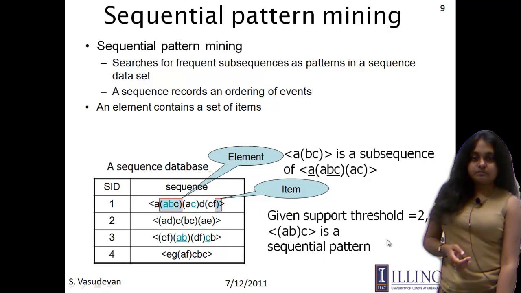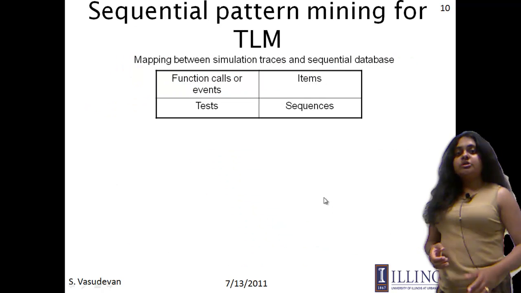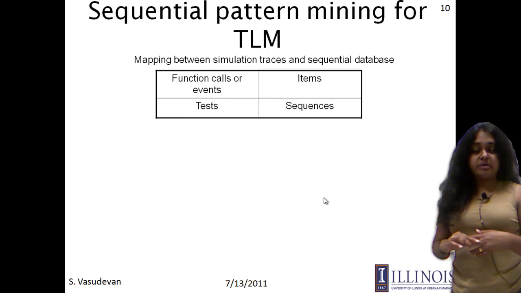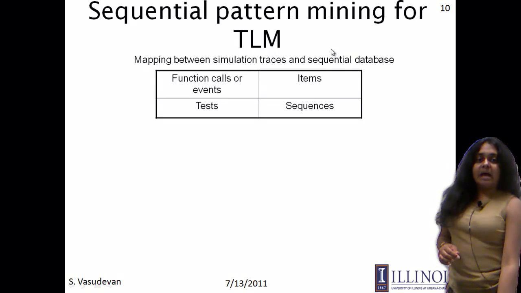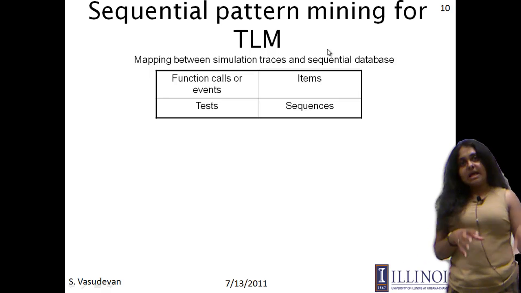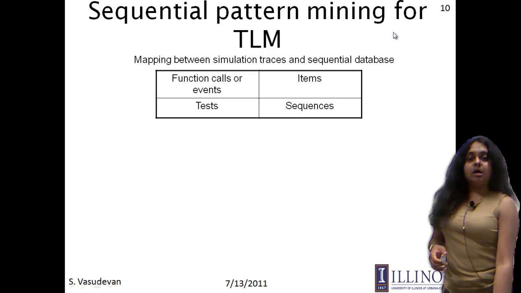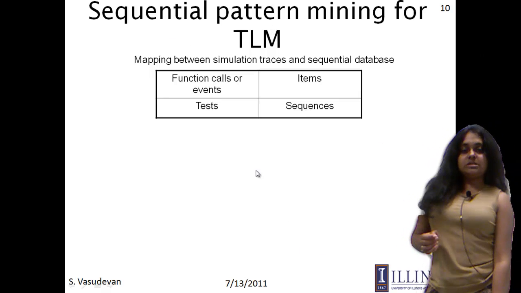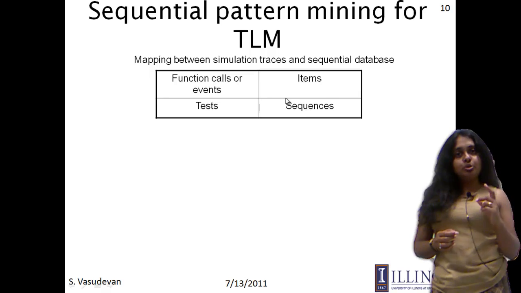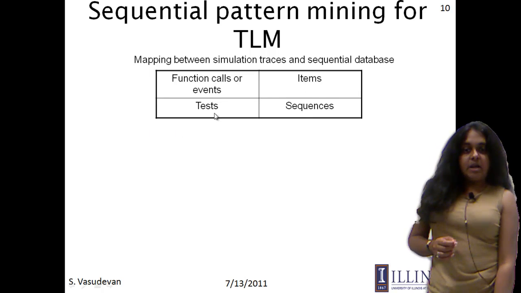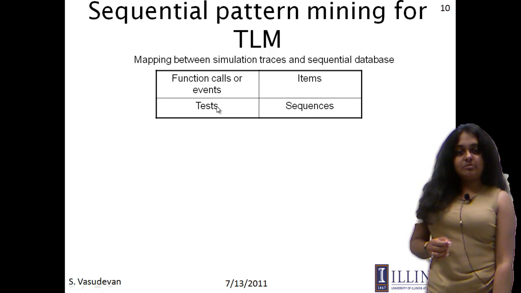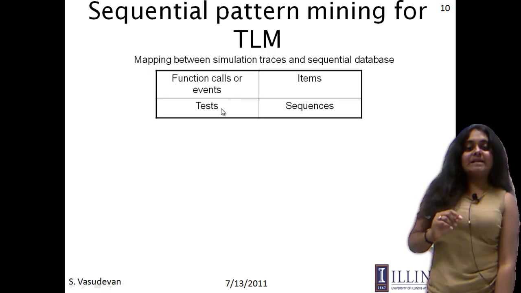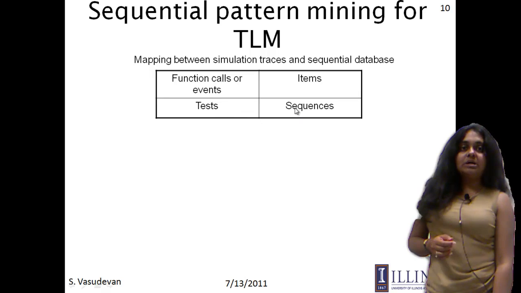Okay, so now when we want to apply sequential pattern mining for transaction level models, or TLM as I've abbreviated it, how do we manage to map sequences and items and elements onto the transaction level primitives? Well, we use function calls or events as our most atomic unit, or the item, and we use the tests from the simulation traces. Every single trace in the simulation corresponds to a sequence.